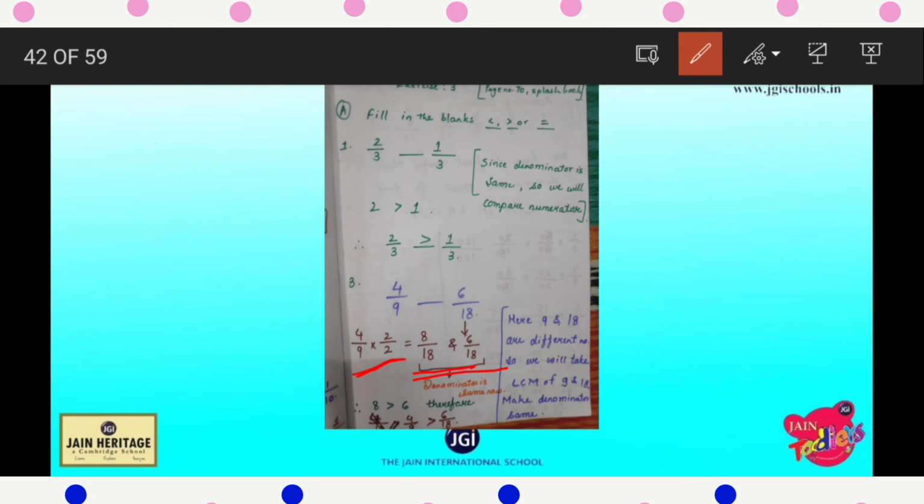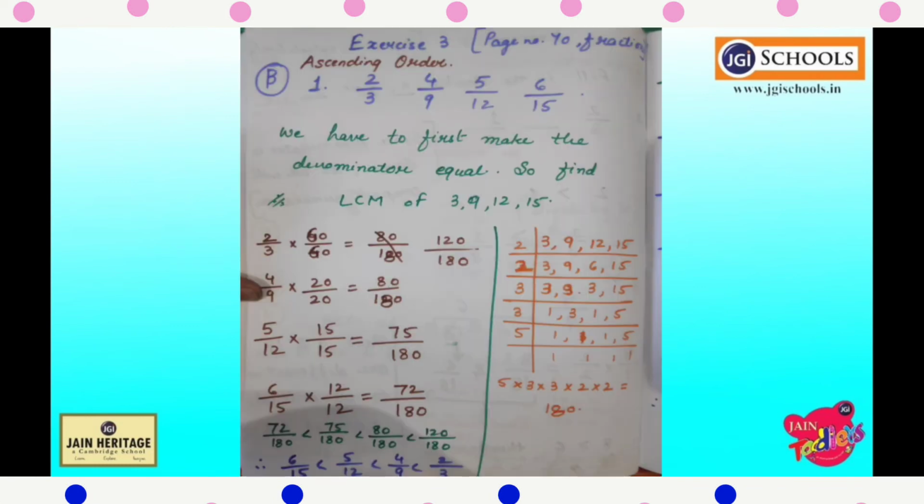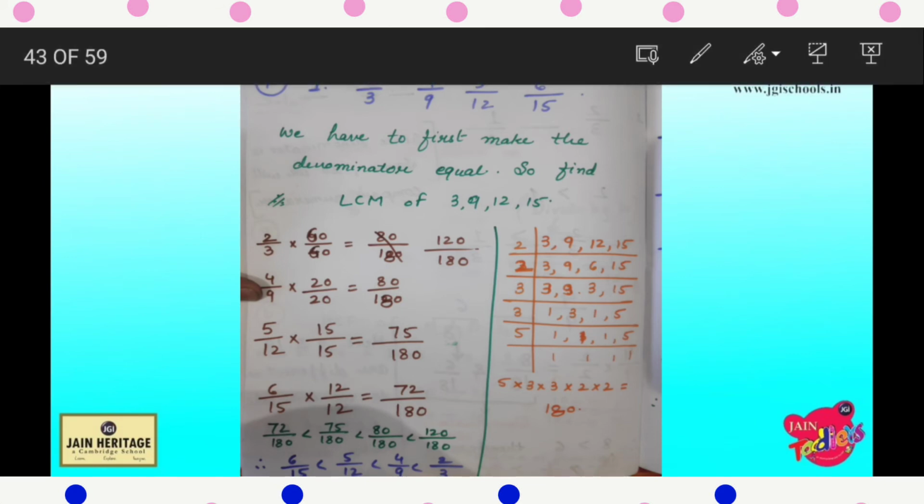Okay, so now the denominators are equal, that is 18. Now compare 8 and 6, which is greater, 8 is greater. So 4 by 9 is greater than 6 by 18. Now the next thing, arrange in the ascending order. It is question number B.